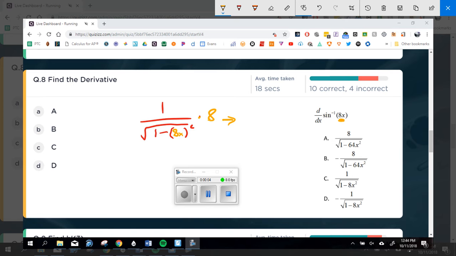8. So this is the same thing as 1 over the square root of 1 minus 8x squared. And then on top, I've got an 8. So 8, it's not negative. It is A. Is that correct? Yep, it's that one. It's A. Make sense on the first one?